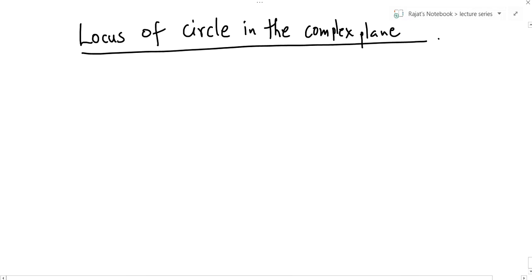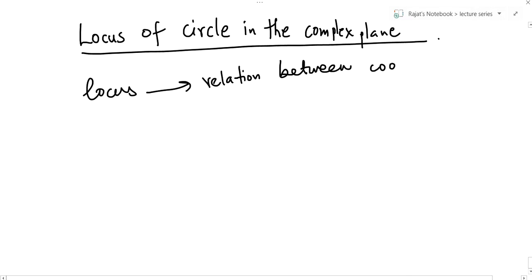Now locus is a very common term that you hear in mathematics, and it's basically a relation between coordinates. Basically we use different planes to define any shape or any trajectory.